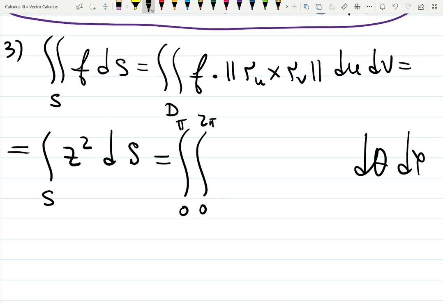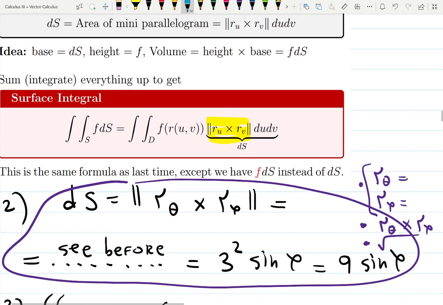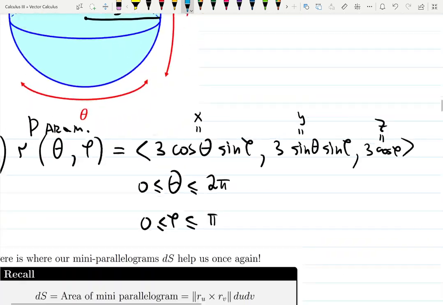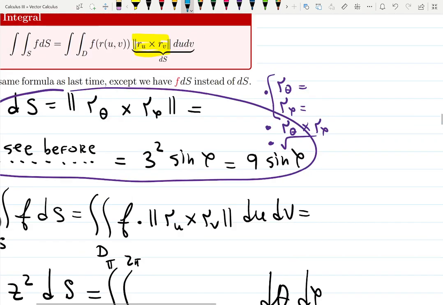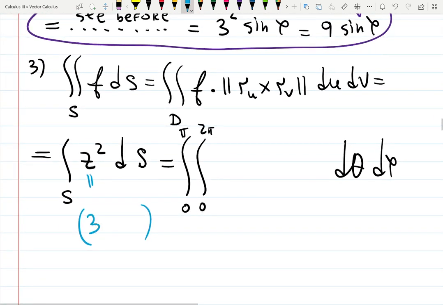The function is given as z. Z has to be changed as well, but we do know how to change z. It was over here, x, y, and z. So it was smart of me to sign each part. X, y, and z. Z is 3 cosine phi, so it's going to be 3 cosine phi squared.